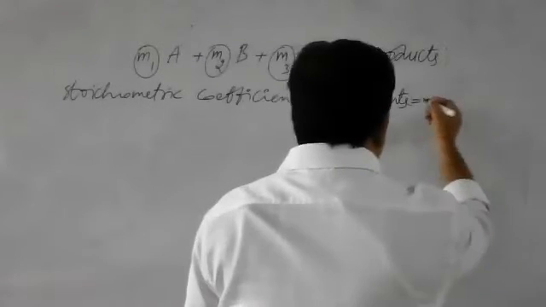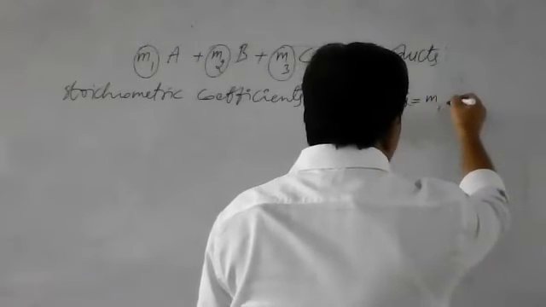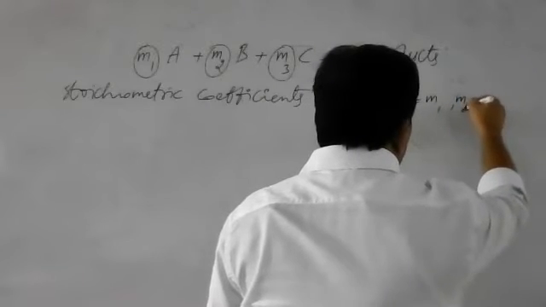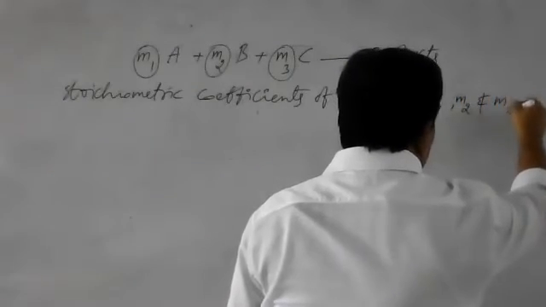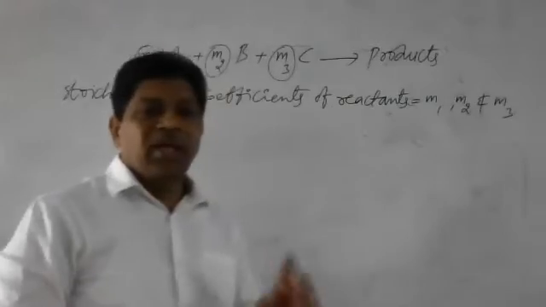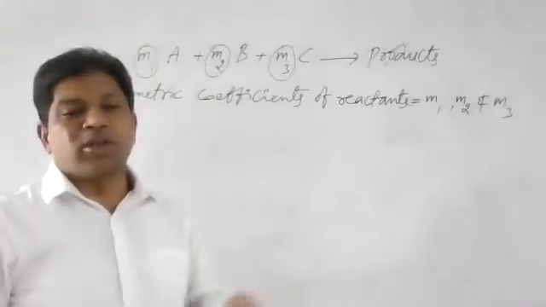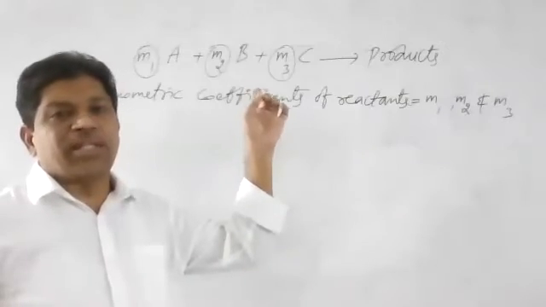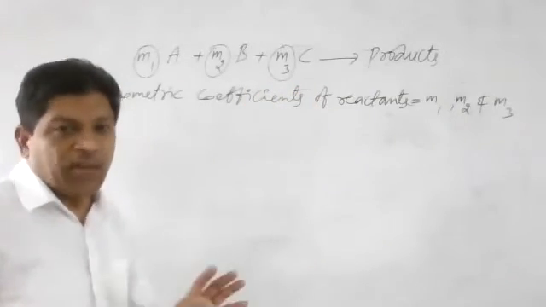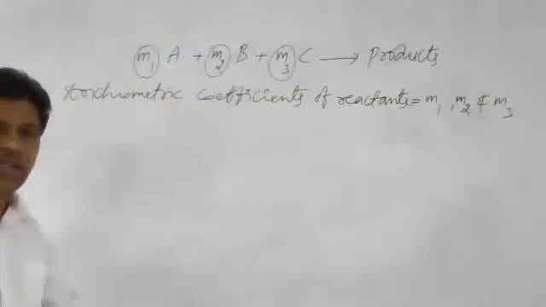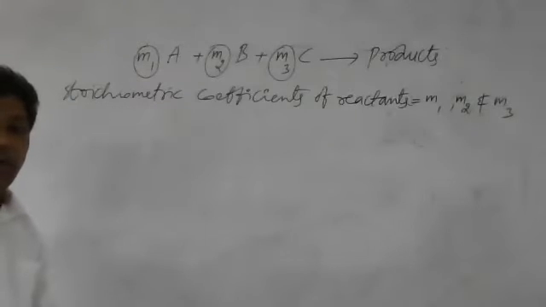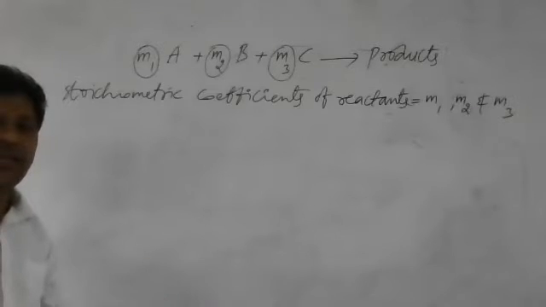The stoichiometric coefficients of reactants are M1, M2 and M3 respectively. M1 is the stoichiometric coefficient of A, M2 of B, and M3 of C. Now, the number of active moles need not be exactly the same. The number of active moles involved in determining the rate of reaction need not be M1, M2, M3.